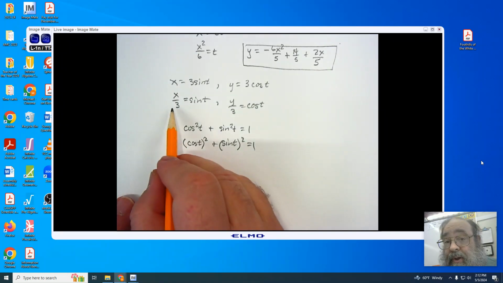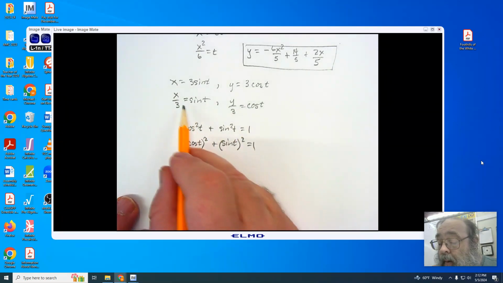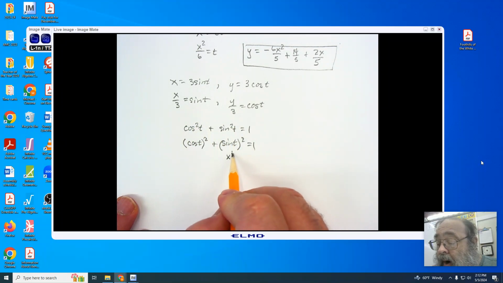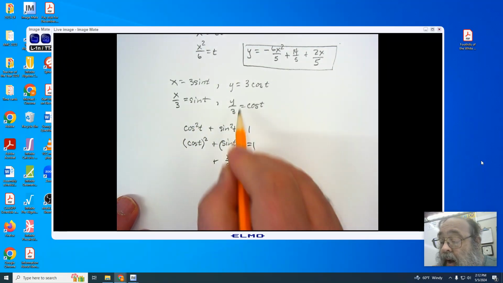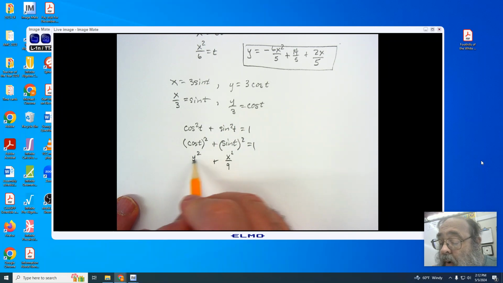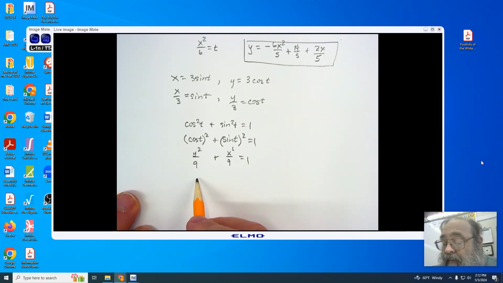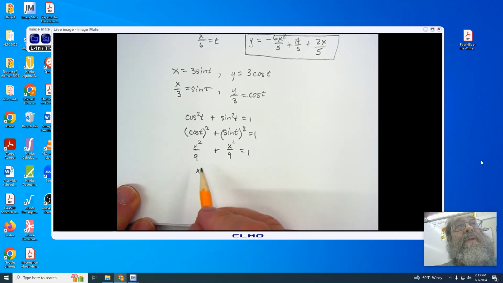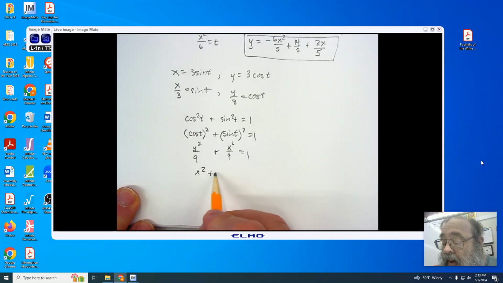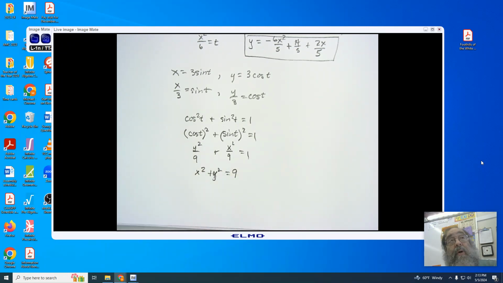And by direct substitution, I can now put in x squared over 9 and y squared over 9 equaling 1. Simplifying this to make it a little easier to see, x squared plus y squared is equal to 9. This is a circle centered at 0.